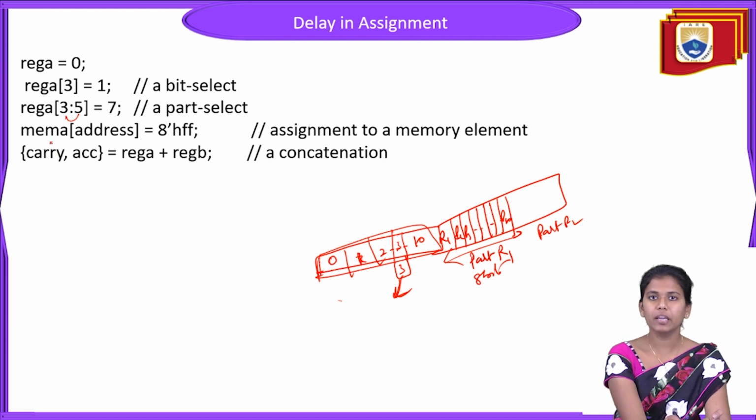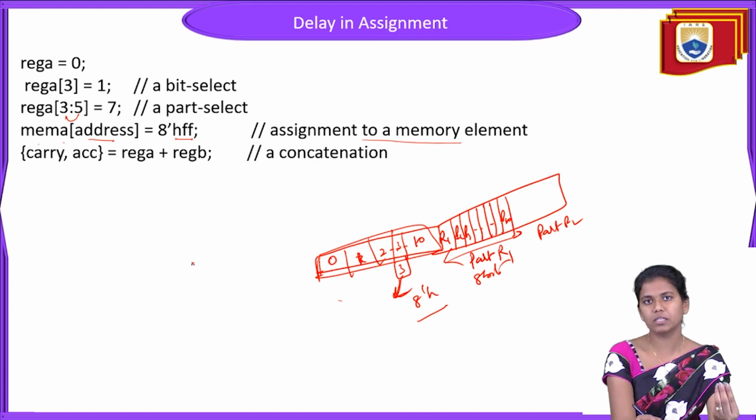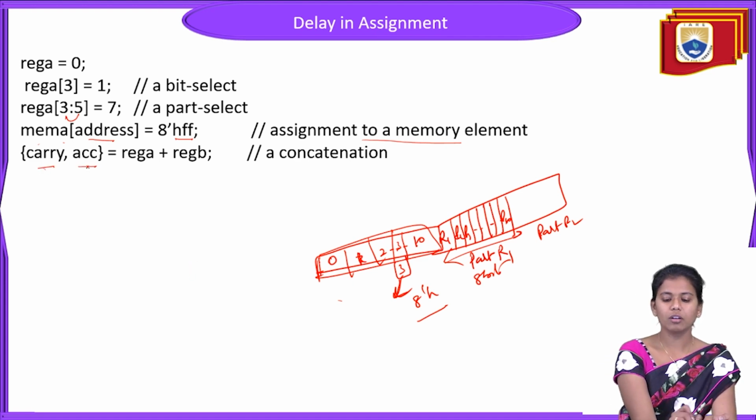And memory, how much memory? I am storing all these 8 hexadecimal bits in the address. I am storing some hexadecimal value into the address. That is a memory A of address. That is an assignment to a memory element. So here I am assigning that particular word or the bits into an address of the memory. Finally, carry and concatenate, that is register A plus register B.